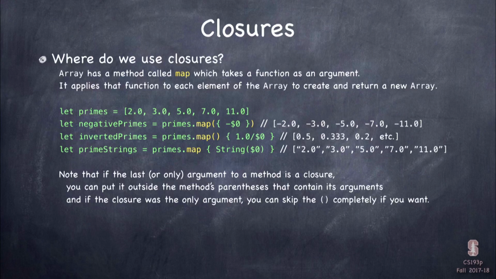The rule here is if the last argument to any function is a closure, you can move the closure outside the parentheses of the arguments. Okay, so see in the second line, inverted primes, how I moved the closure outside. And furthermore, if it's the only argument, then you can just get rid of the parentheses entirely. That's the third line. Okay? And this is just to make our code look nice, so we don't have extraneous parentheses in there. Because we've got the curly braces, so we kind of don't need those parentheses.